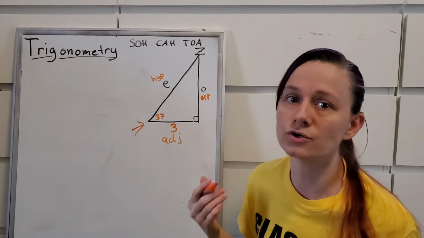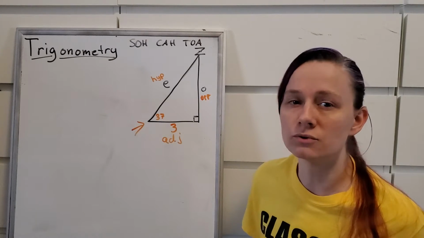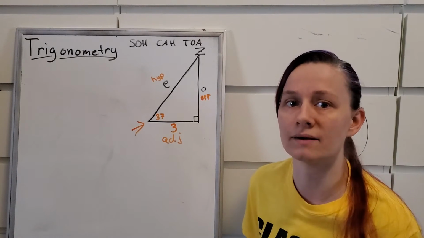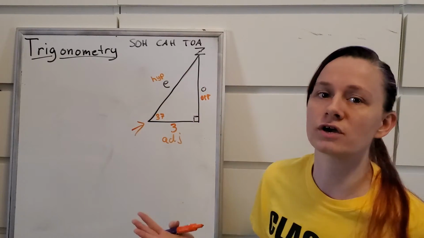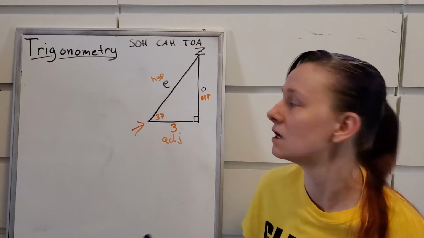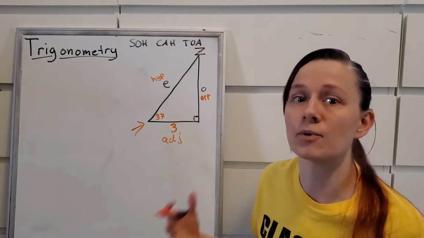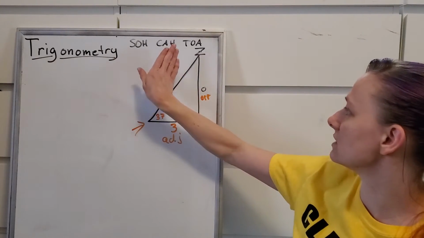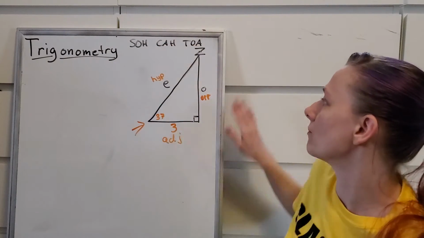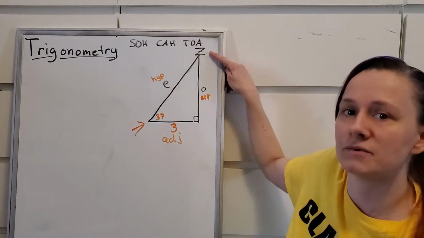I always say when you're doing trig problems that you only want to deal with two of those at a time. There isn't a trig function to use all three sides. This is really just three separate problems. One problem to find O, one problem to find E, and one problem to find Z.